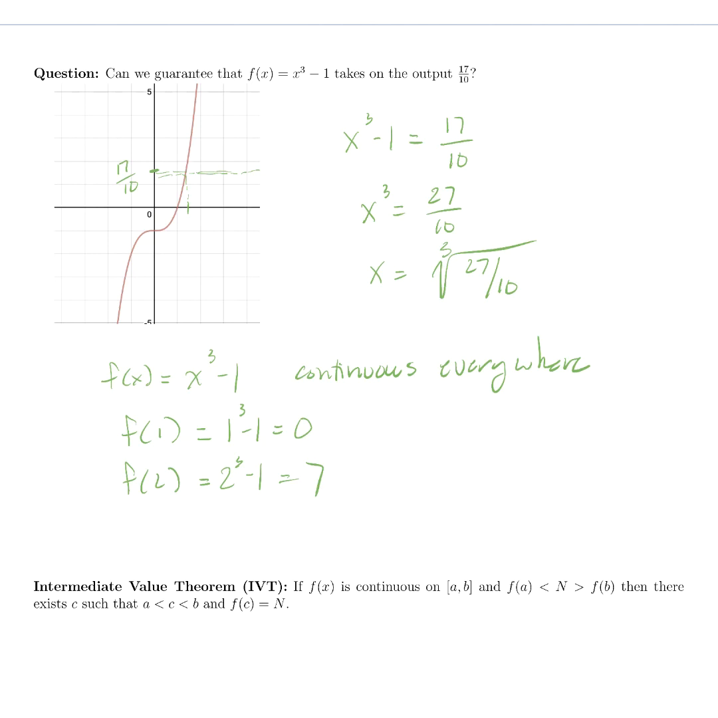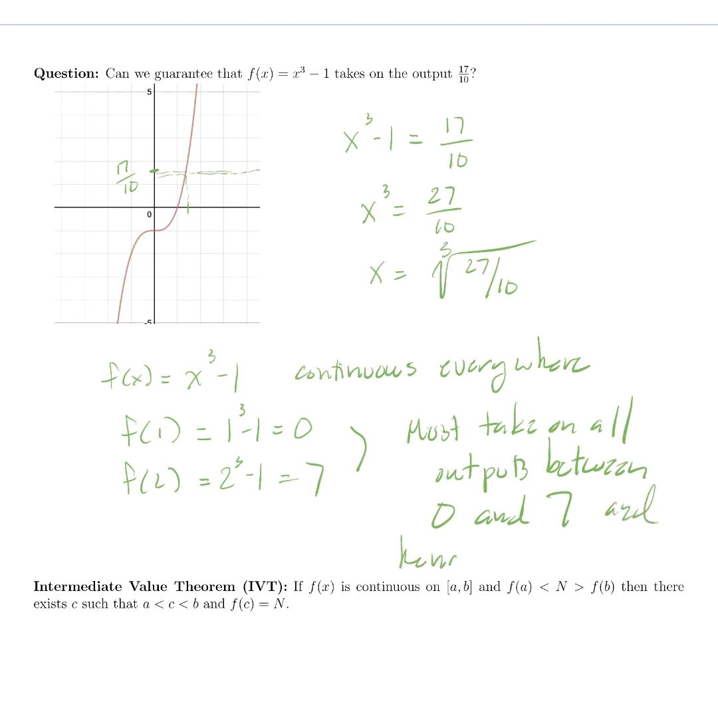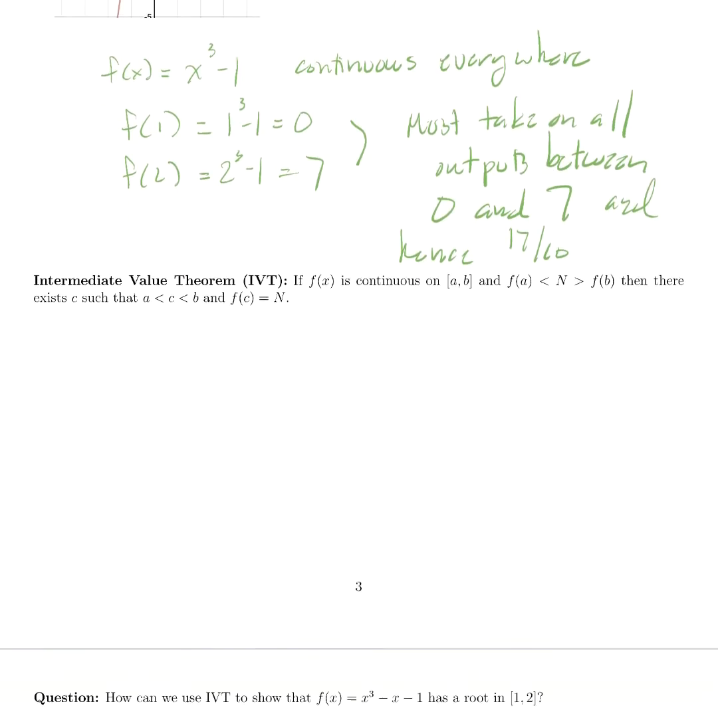It goes through the point (1, 0) and (2, 7). It takes on the output 0, it takes on the output 7, and you can't pick up your pen if you're drawing it. So because it's continuous everywhere, it must take on all outputs between 0 and 7, and hence 17/10. Okay, let me try to illustrate this slightly more generally.